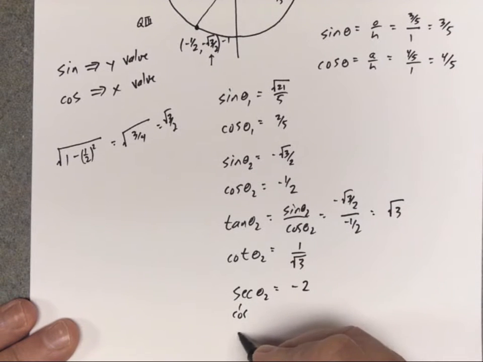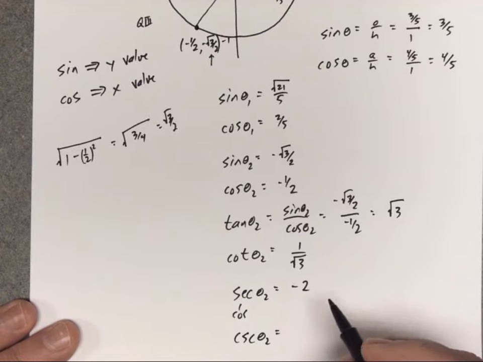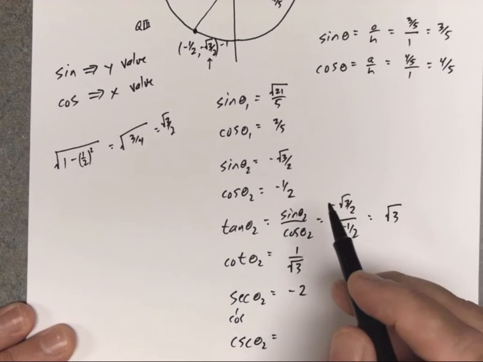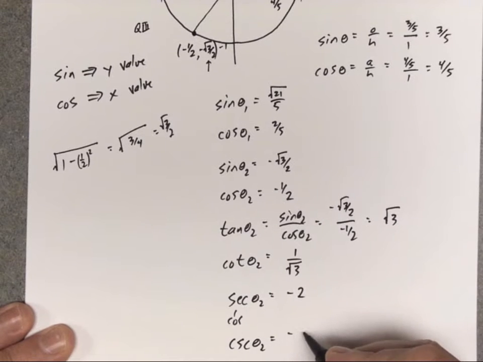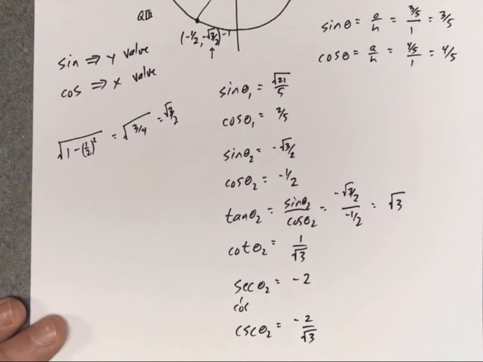And then finally, the cosecant. Cosecant is paired up with the sine. So if you flip the sine, you get negative 2 over square root of 3.